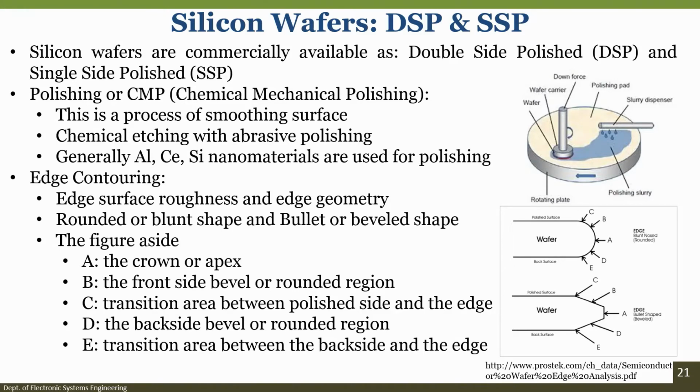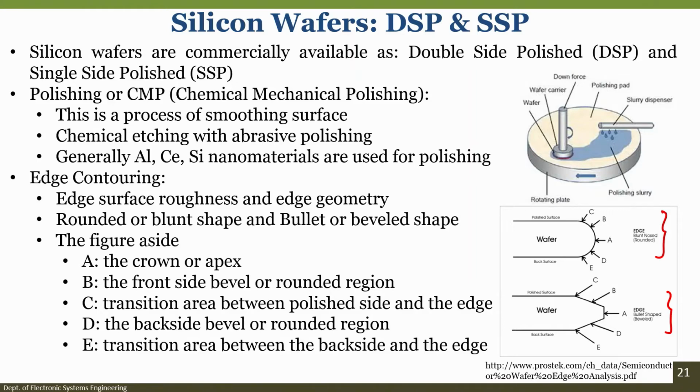Then there is edge contouring, and for edge contouring, the edge roughness, edge surface roughness and edge geometry are very important. Rounded or blunt shape, and bullet or beveled shape, as you can see here: this is edge blunt rounded, and here is an edge bullet shaped. So these are the different ways of edge contouring. Again, you do not have to bother about why a blunt, rounded, or bullet shaped or bevel shaped edge is needed.